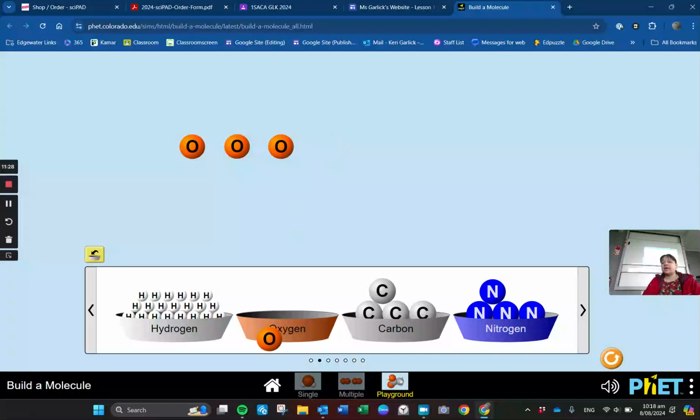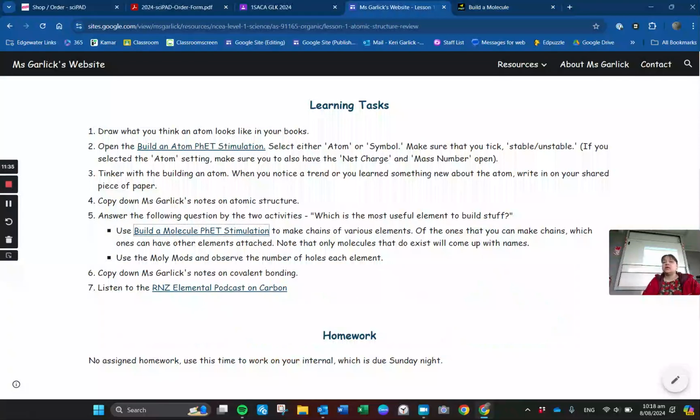So have a little play and try to think about the question which is being posed. And that question is, which element is most useful to build stuff? I will also get you the Molly mold so you can look at the holes, because the holes can tell you how many things can bond to it. All right? Cool. I'll leave it at that.